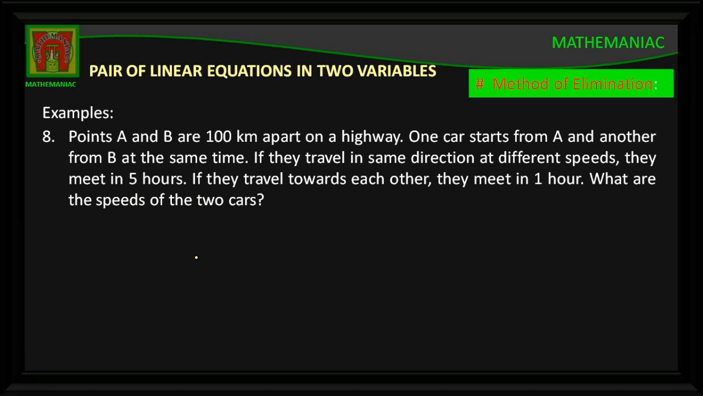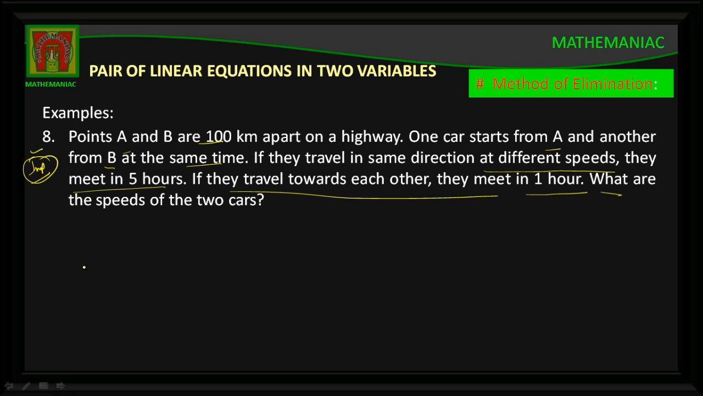Okay, I'm coming to the last problem of, in fact, this method as well as this period. That's an important problem. Again, I would like to explain this, and you be very, very alert. This is again a very important problem. It tests the real concept, right? Two points A and B are 100 km apart on a highway. One car starts from A and another from B at the same time. If they travel in the same direction at different speeds, they meet in 5 hours. And if they travel towards each other, they meet in 1 hour. What are the speeds of the two cars?